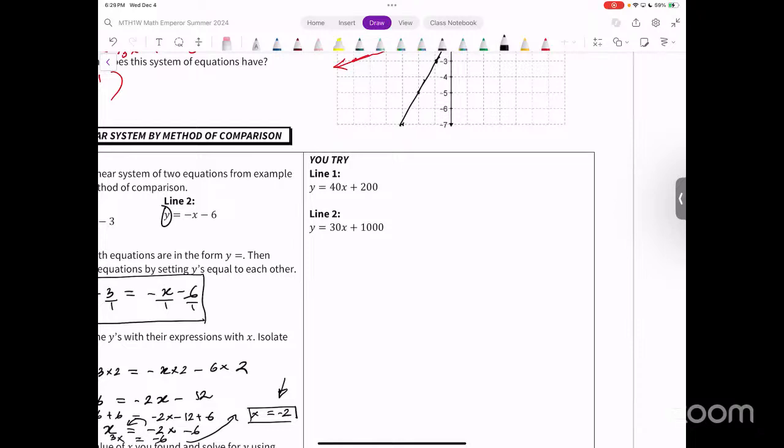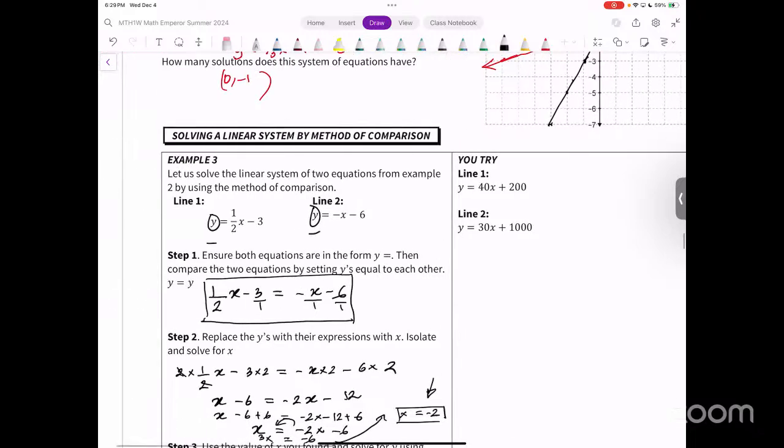Wait, do you write y equals 40x plus 200 equals 30x plus 1000? So we balance the y, sir. We balance the y. Don't you see? We say these two are equal, then that is equal to that. So what's your question? Okay.